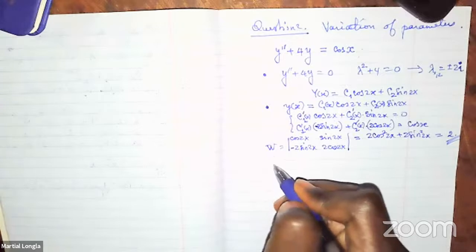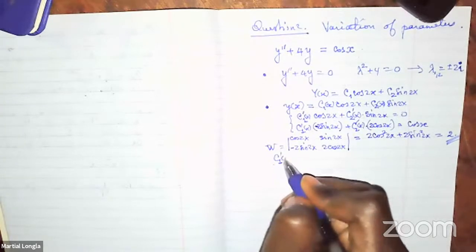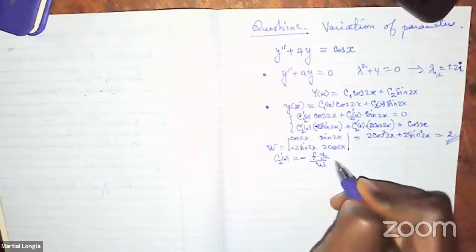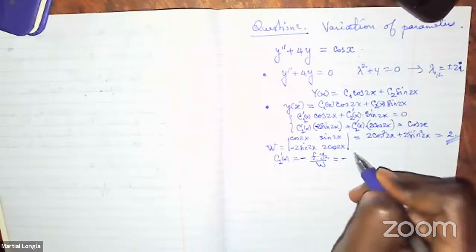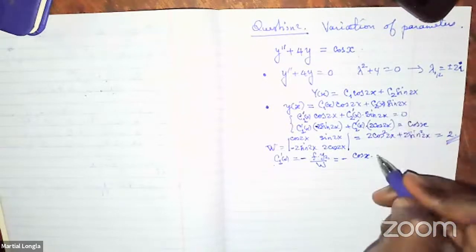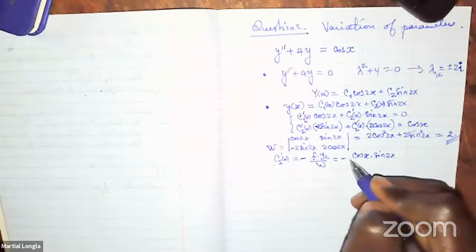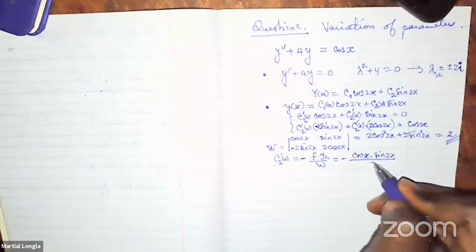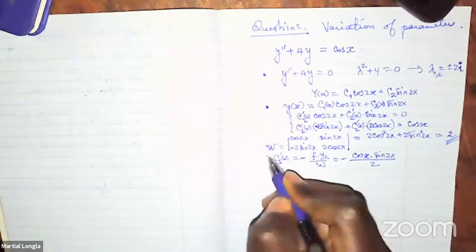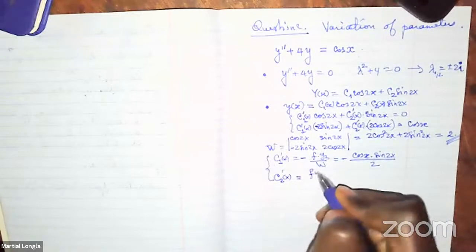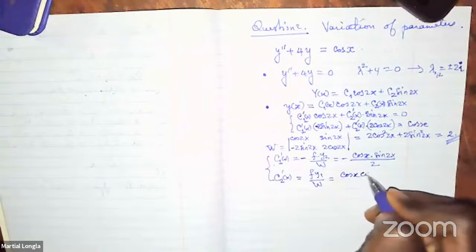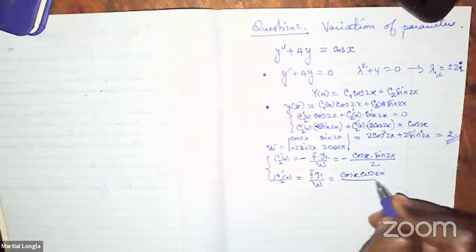And in the lecture we said c1 prime of x equals negative f times y2 over w. f is cosine x, so that's negative cosine x times y2. y2 in this system is sine 2x divided by w, and w is 2. That's it. And c2 prime of x equals f y1 over w, and that is cosine x, cosine of 2x over 2.